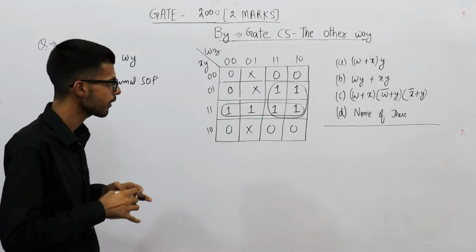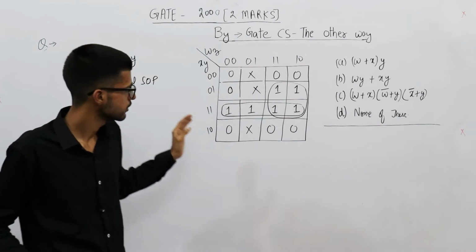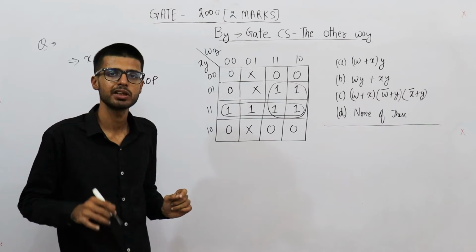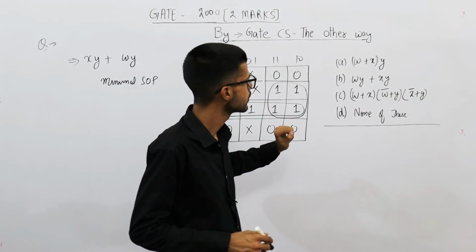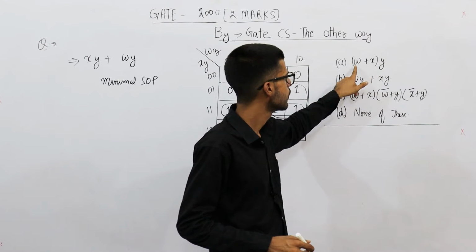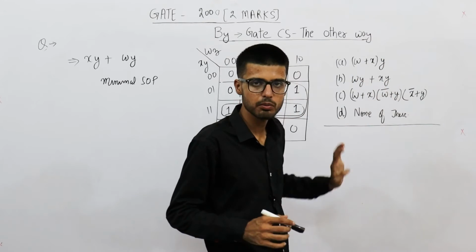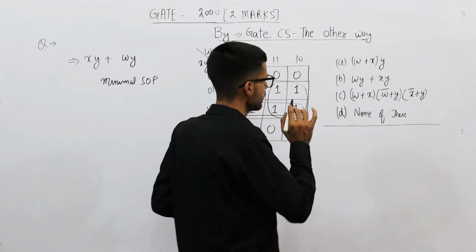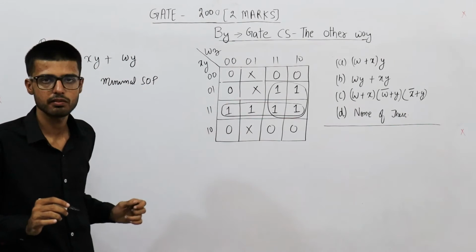Okay. That means option B is actually equal to this minimal SOP. That means option B implements the given K-map. B cannot be our answer. Okay. Similarly, you see option A is similar to B. See, this is YW this term and XY this term. So A and B both are same. Okay. That means option A is also implementing the given K-map.